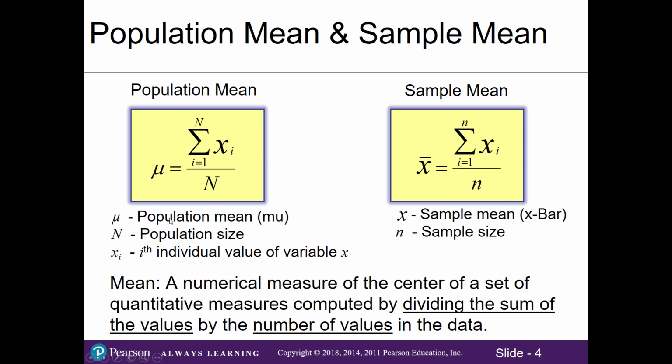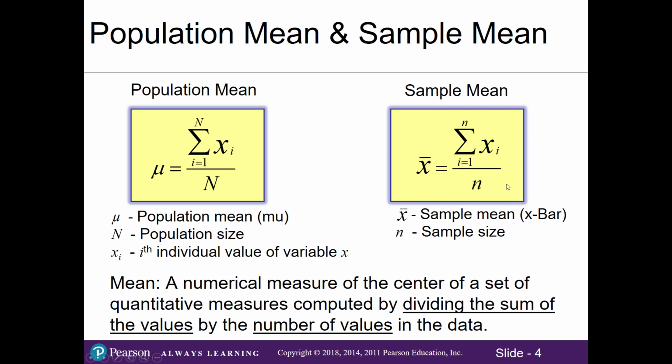So here, our population mean is denoted by the Greek letter mu. That looks like a U. And then the formula instructs us what to do. In this case, we will add, this is the Greek symbol for summation, we will add all of our x's up and then divide by big N, which means our total population size.